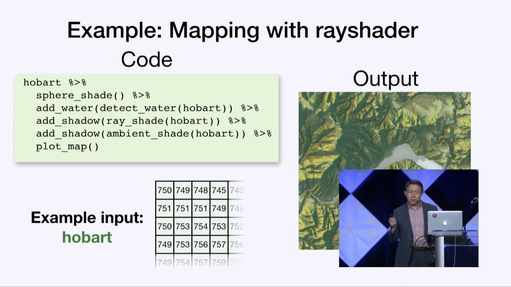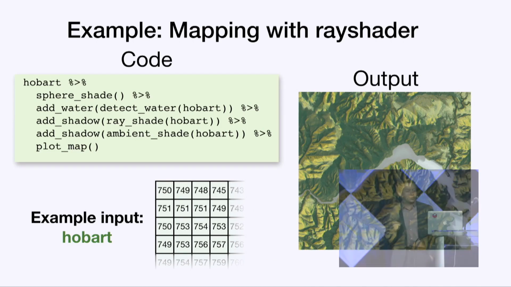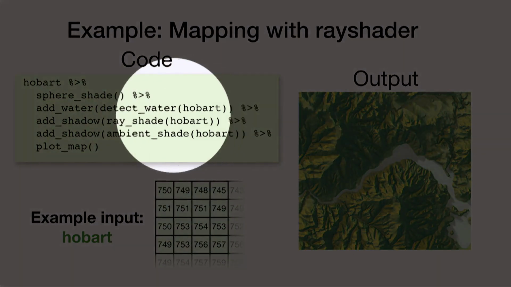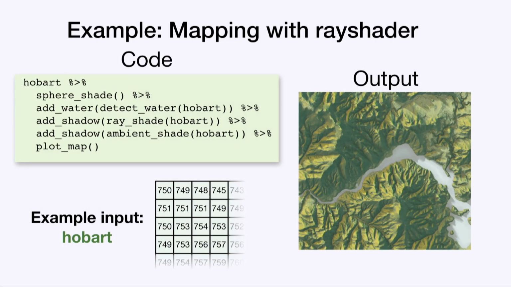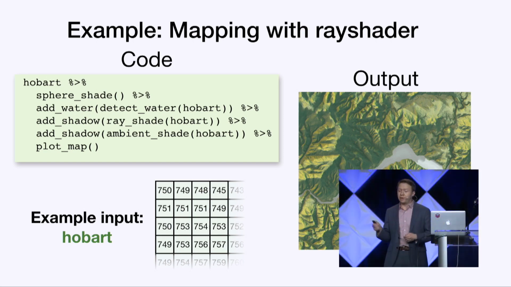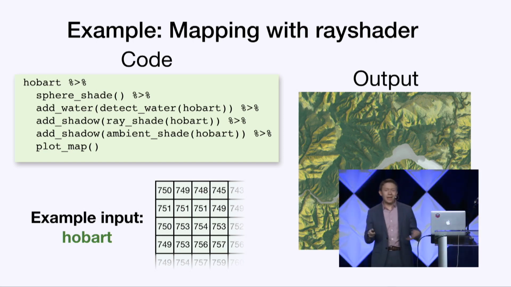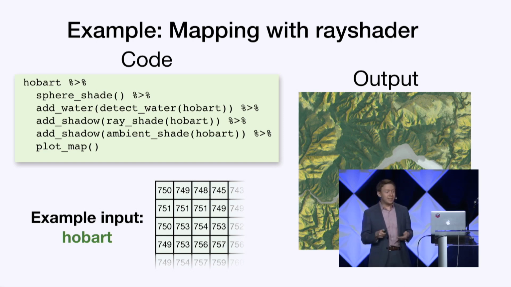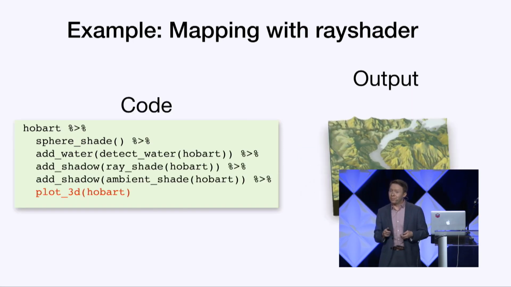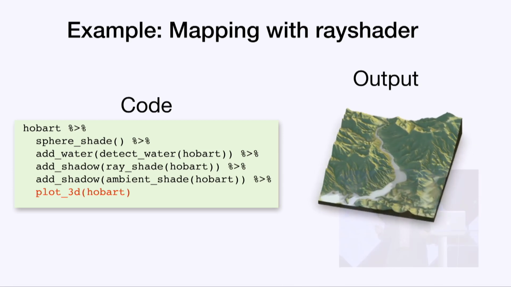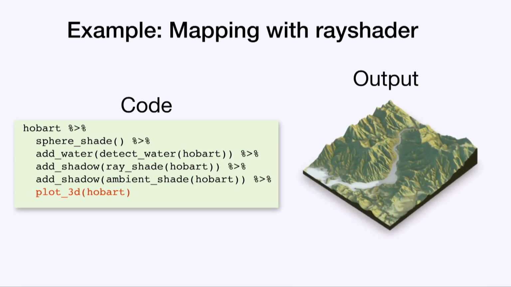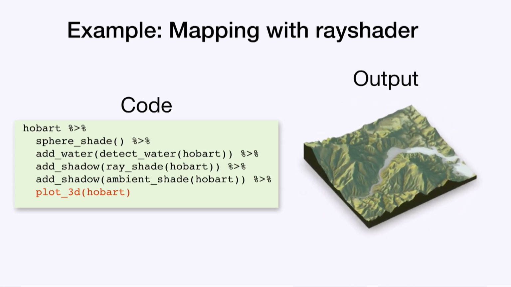Rayshader does all this with a straightforward pipeable interface where you use elevation data to generate shadows and maps. Here, the hobart object at the top of the chain is simply a 2D array of elevation values at every point. It's just an R matrix. We use that first to generate a color layer, add a water layer, add some shadow layers, and then finally plot the map. To project this map into 3D, we simply replace the plot map function with the plot 3D function and include the original matrix of height values. This function generates a 3D mesh generated by the hobart matrix and then paints the surface of it with the output of everything above.